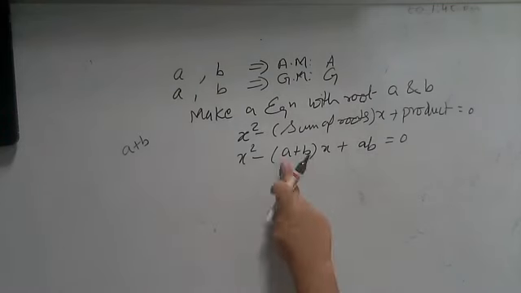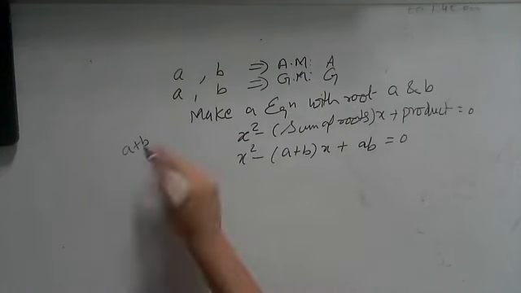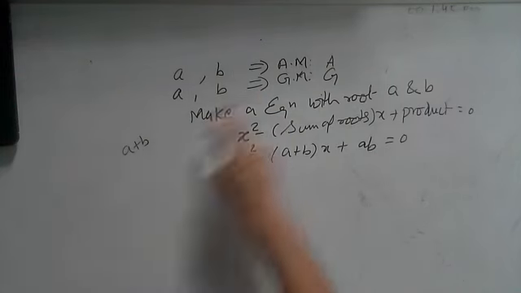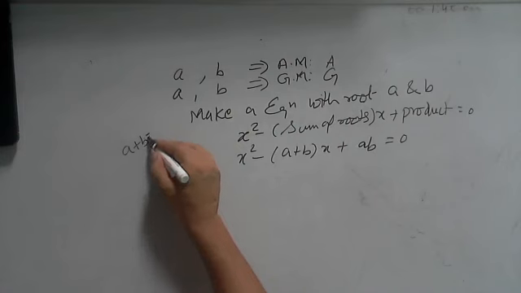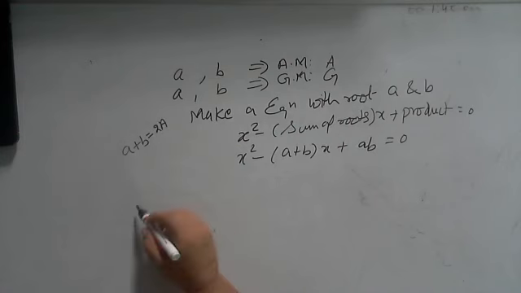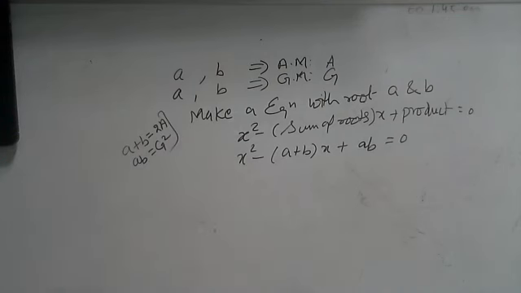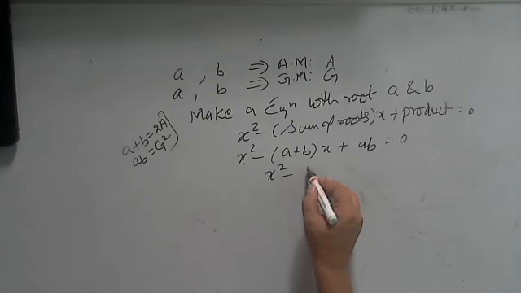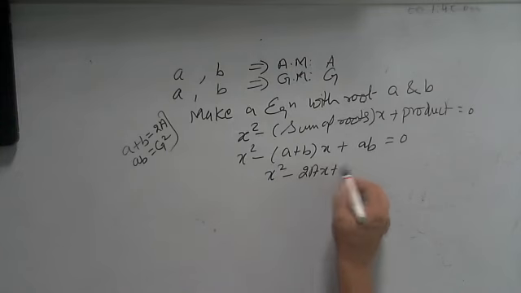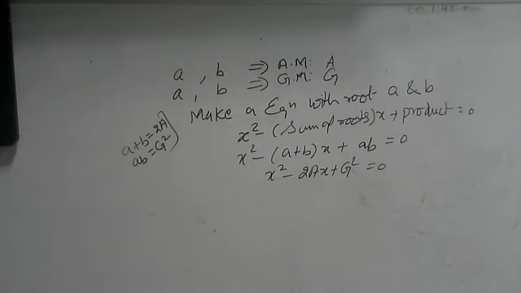Now try to convert this a plus b and ab in terms of A and G. Arithmetic mean between a and b is A. So what is a plus b? That is 2A, and ab is equal to G square. Got it? What is arithmetic mean? (a plus b) upon 2 is equal to A, so it gives you a plus b is equal to 2A. What is geometric mean? G is equal to under root ab, so ab is equal to G square. So it gives you x square minus 2Ax plus G square is equal to 0.